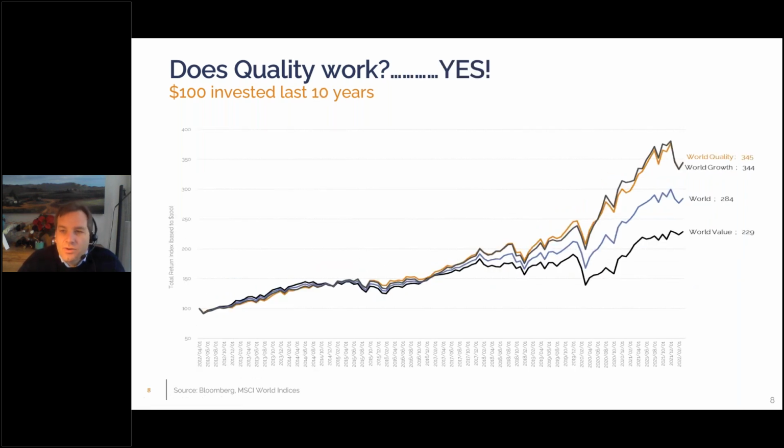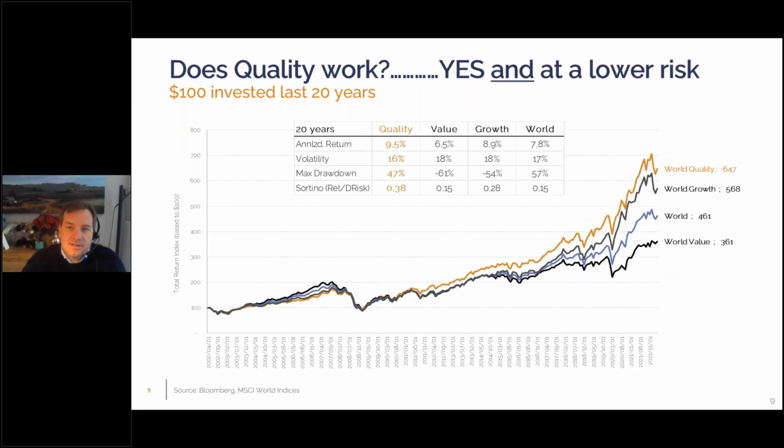Over 10 years, quality has again kept pace and outperformed growth, but growth is nipping at its heels. Value has underperformed for the last 10 years, and the MSCI World is somewhere in between. We do know that growth has had a hell of a run, yet quality has still managed to outperform growth. Let's look a little bit longer, 20 years. Now this is where quality starts coming to the fore. Quality has outperformed since 2002, outperformed growth, the world, and value.